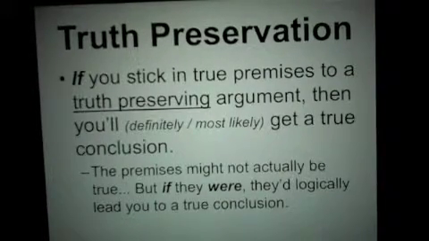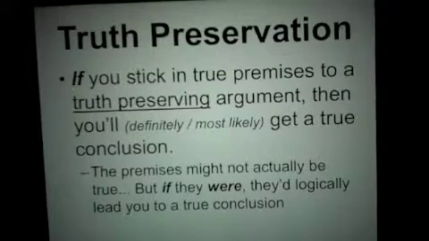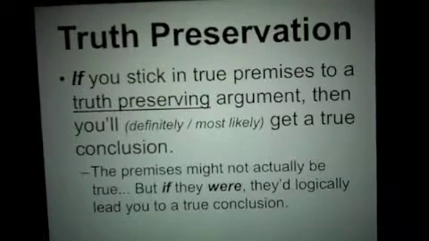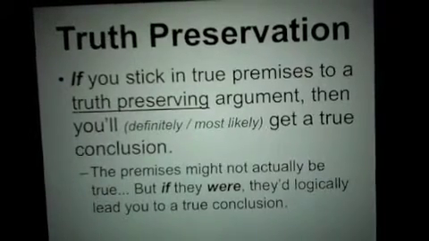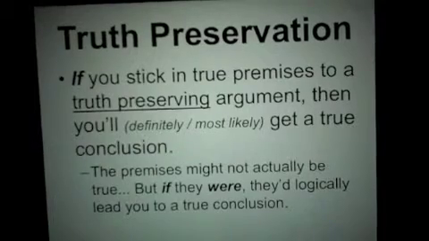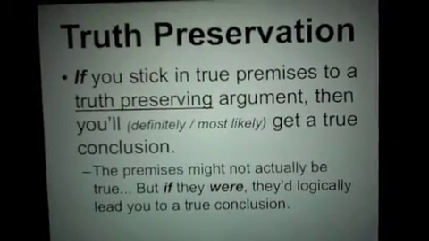So the idea about truth preservation is if you stick in true premises into a truth-preserving argument, then you'll either definitely or most likely get a true conclusion. I say definitely or most likely because it's depending on the standard of argument you have. If you're trying to absolutely 100% prove the conclusion, then your standard of truth preservation should be definitely. If you're only trying to show that the conclusion's probably or most likely true, then your standard of truth preservation will be lower. Anyway, that's a side issue.